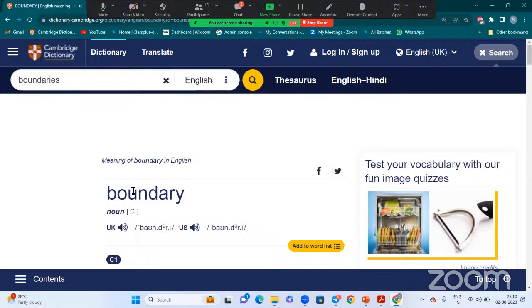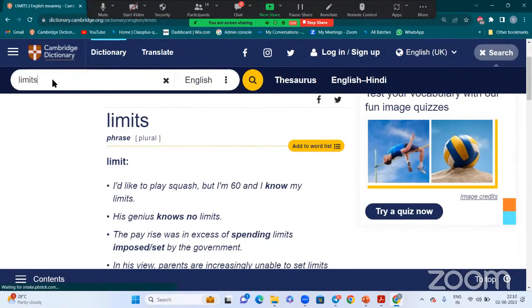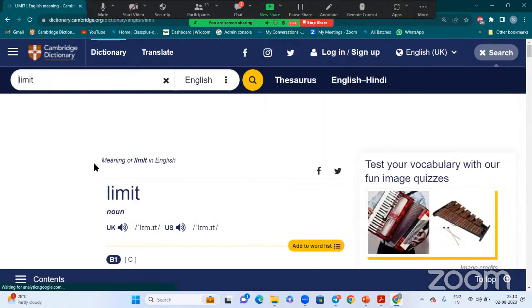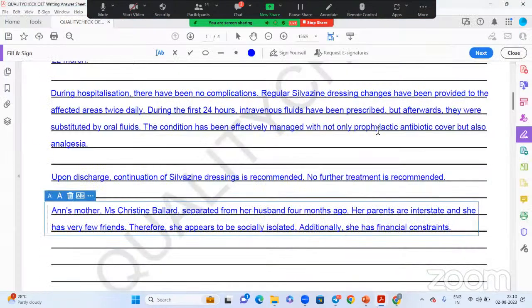So, try to use these words. Otherwise, you can say limits. Limits, limit. Limit is B1. Poor word. Okay. So C1, C2 vocabulary, I think you understood now. Additionally, she has financial constraints.